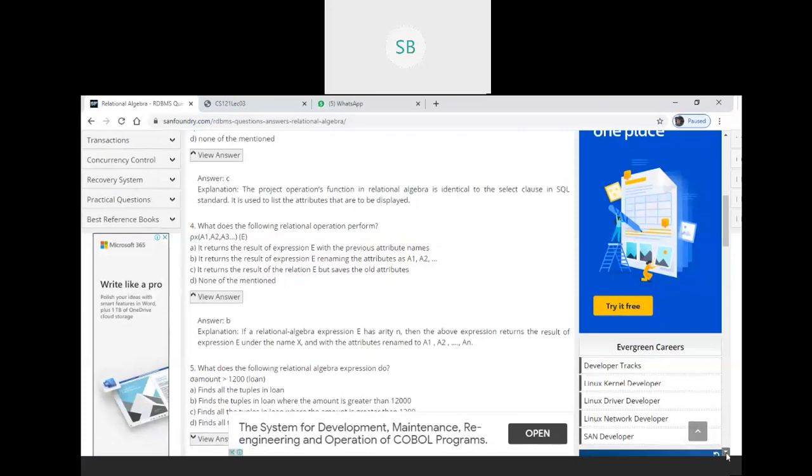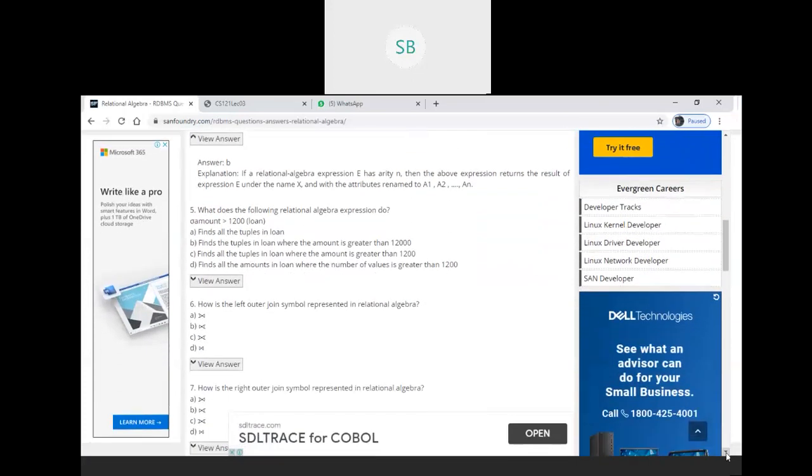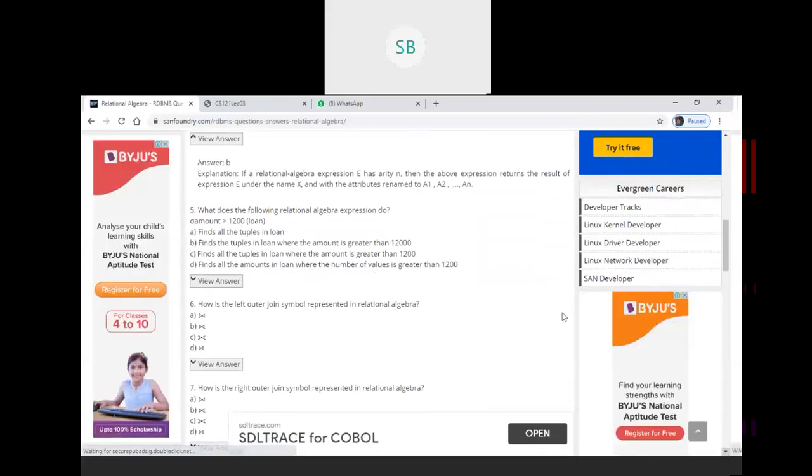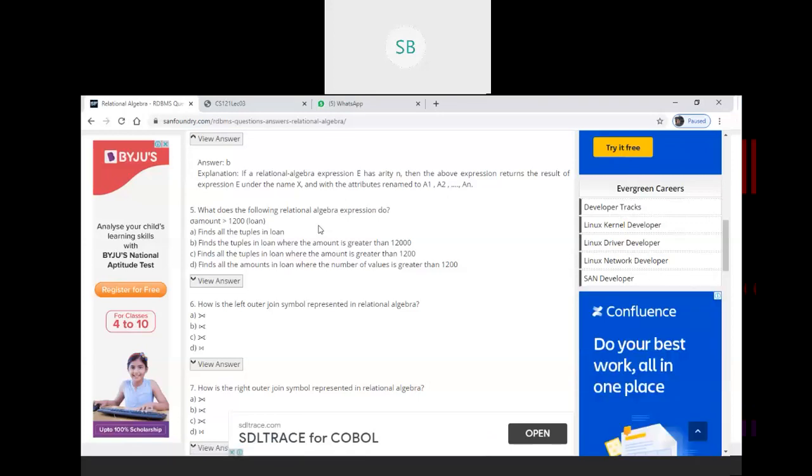Next, I got a good question here. Check the number 5 question, okay? What does the following relational algebra expression do? Sigma of amount greater than 1200 of loan. Finds all the tuples in loan. Finds the tuples in loan where the amount is greater than 12,000. Find all the tuples in loan where the amount is greater than 1200. And find all the amounts in loan where the number of values is greater than 1200.